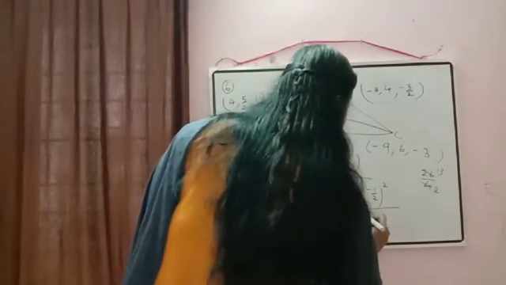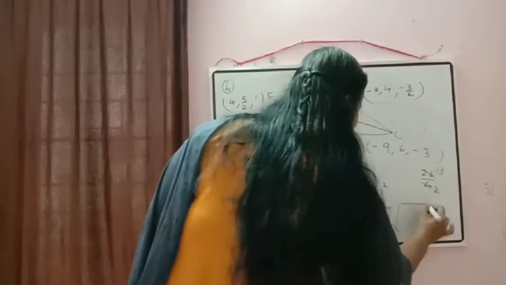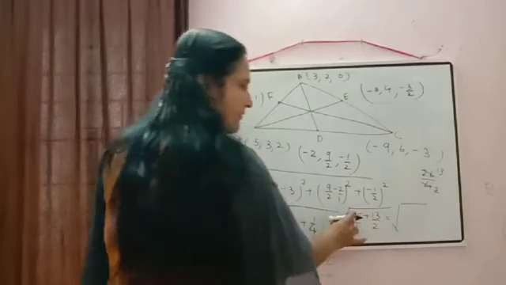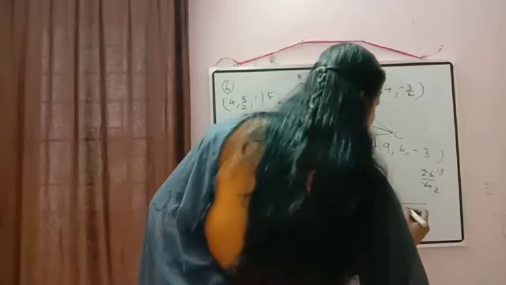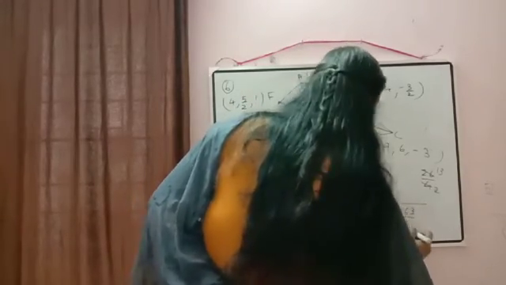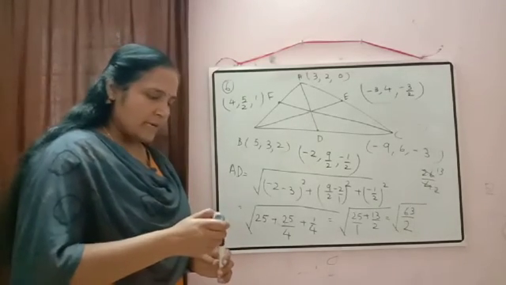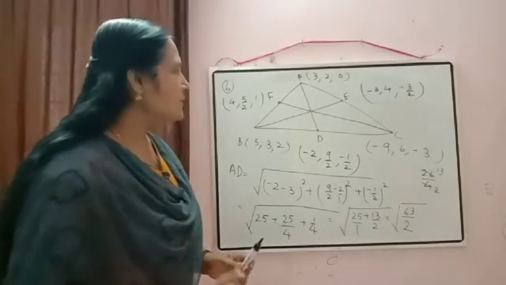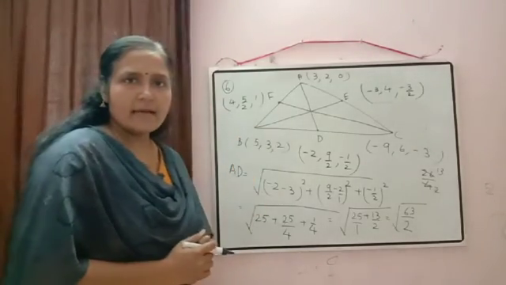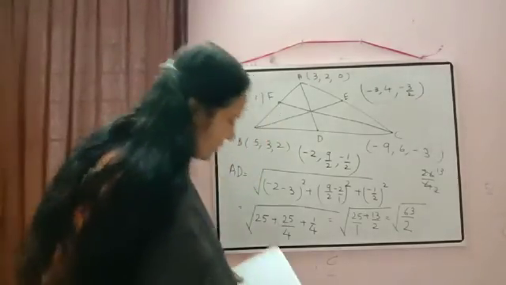So we are getting here 25 plus 13 by 2. Now do the cross multiplication. 25 into 2, 50, and 50 plus 13 is 63 by 2. So AD is equal to root 63 by 2. In the same way, using the distance formula, can you calculate the length of BE and CF? Okay, now we can move to the next question.